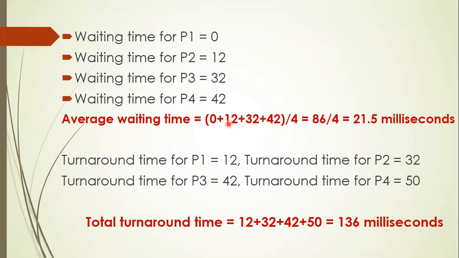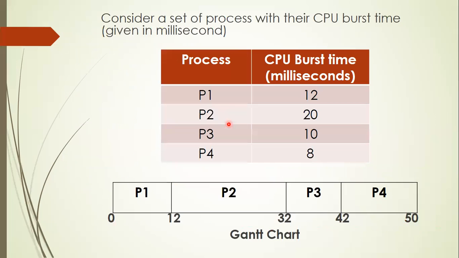On a similar basis, we can calculate one more criterion called turnaround time. Turnaround time is the time from submission to completion. What is the total time it will take from the submission time to the completion time? We call it the turnaround time. Let us go back to the same Gantt chart.